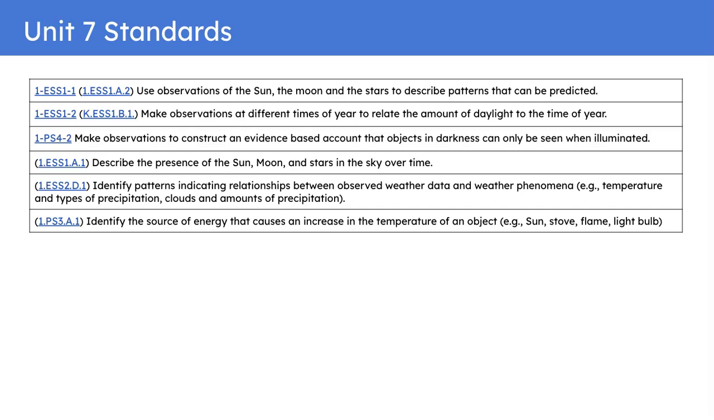This unit covers 4 first grade Earth Science standards and 2 physical science standards. Next Generation Science Standards correspond to a Missouri Learning Standard listed in parentheses on this chart. Standards with parentheses only represent standalone Missouri Learning Standards. If you'd like, take a moment to pause the video and review them.